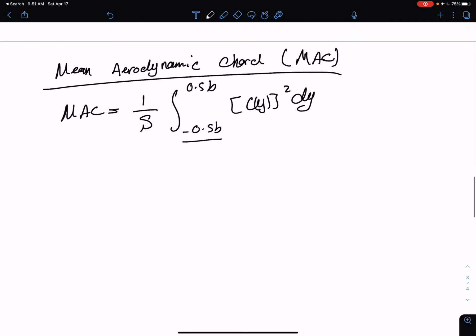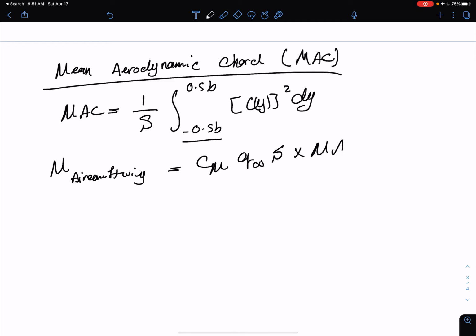We can actually find the moment of an aircraft wing using this mean aerodynamic chord, for example. This is just an example. Using the moment coefficient, q infinity S, multiplied by your mean aerodynamic chord.